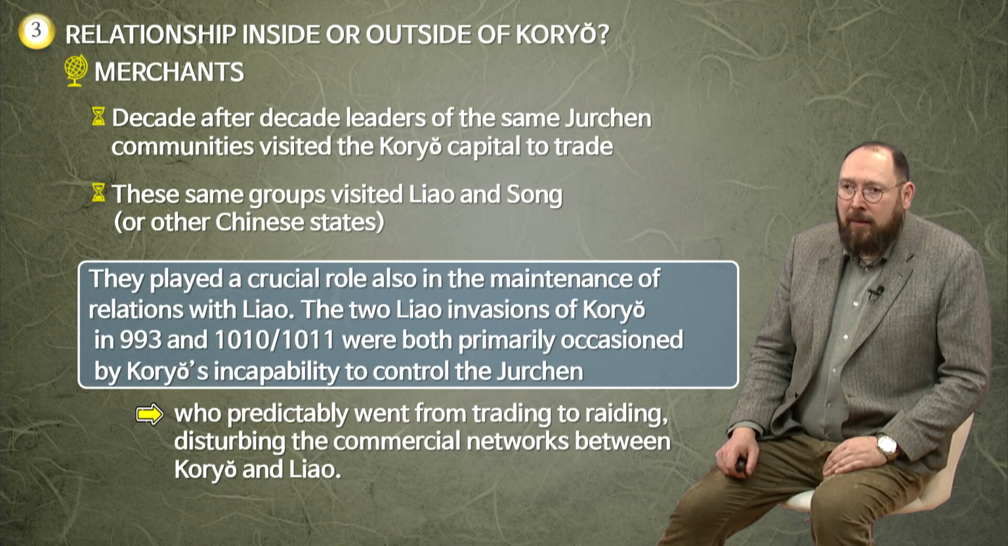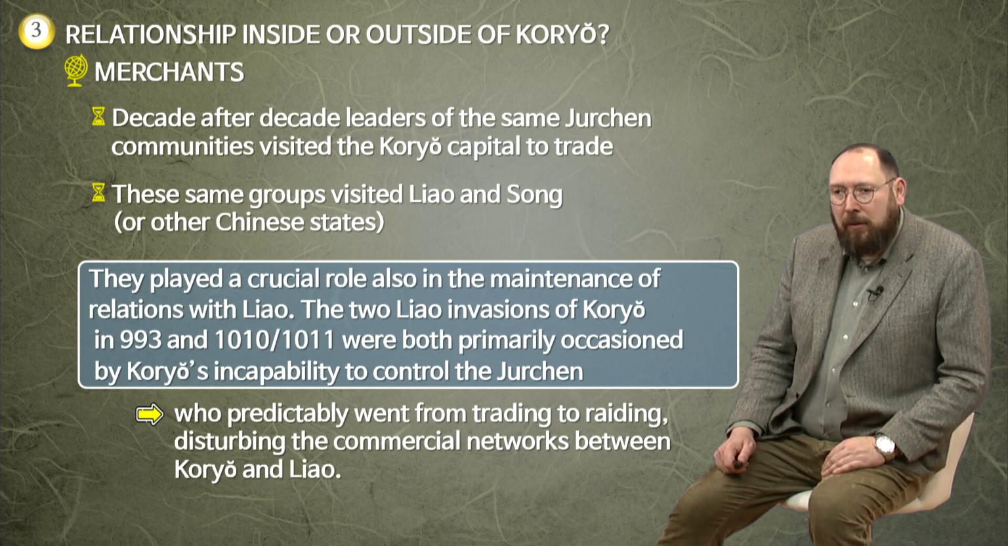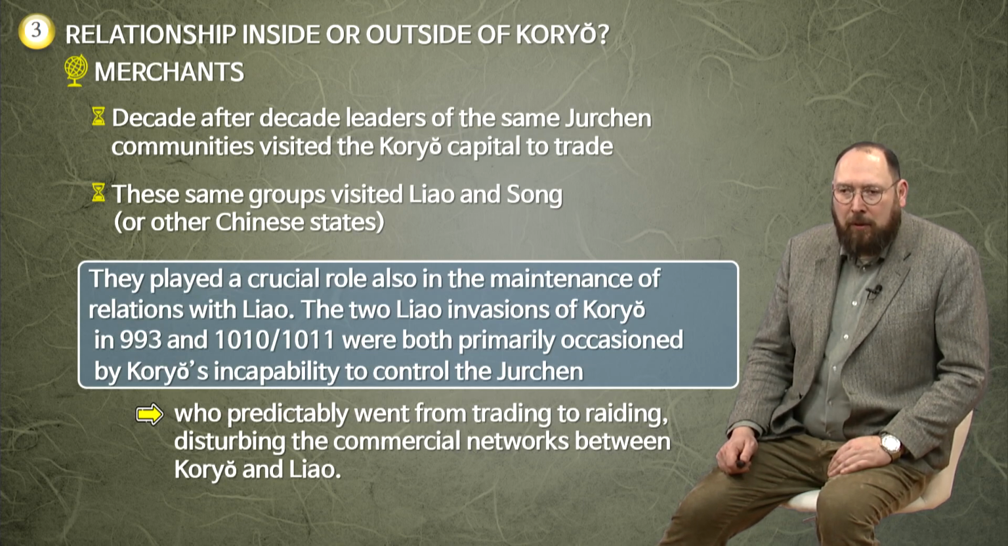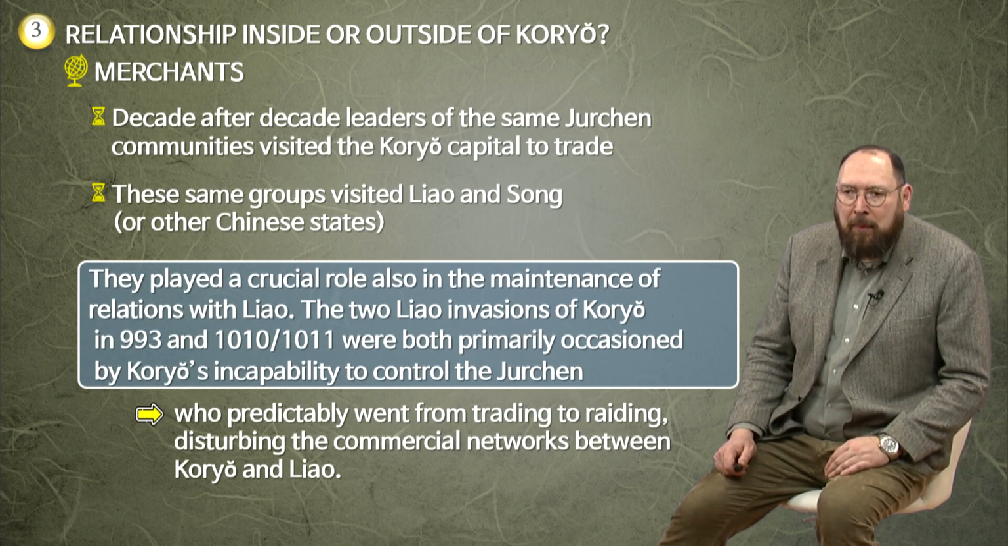And the one in 1010 really led to war, and a war that would not end until 20 years later. These wars are usually understood as expressions of Liao aggression towards Koryo. I think we have to look at the Jurchen to explain what was happening there.